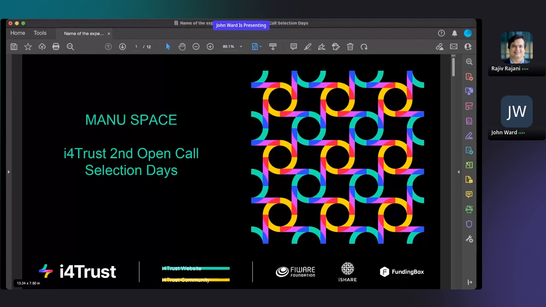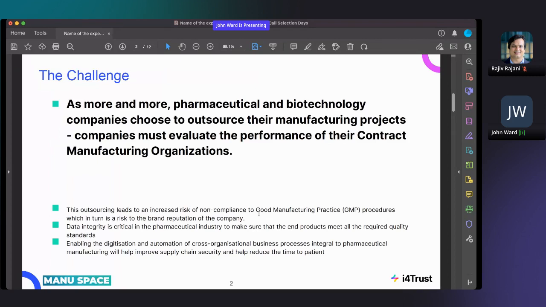Perfect. So I am John Ward from the ManuSpace Consortium. Our challenge is related to pharmaceutical and manufacturing. As more and more pharmaceutical and biotech companies choose to outsource their manufacturing projects, companies need to evaluate the performance of the contract manufacturing organizations they outsource to. Now, this outsourcing leads to all sorts of increased risk of non-compliance to procedures. Data integrity is essential in the pharma industry to make sure that end products meet all the required standards. And this is for good reason. Any misstep in this myriad of complex supply chains can have life-changing consequences.